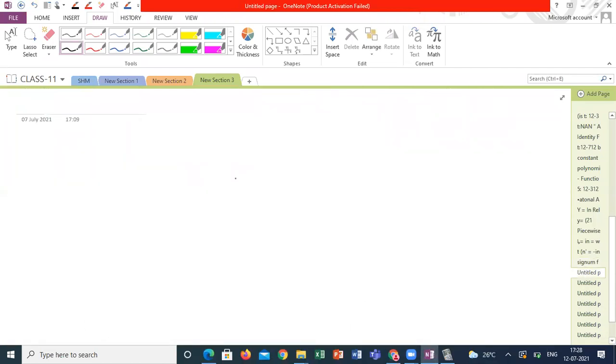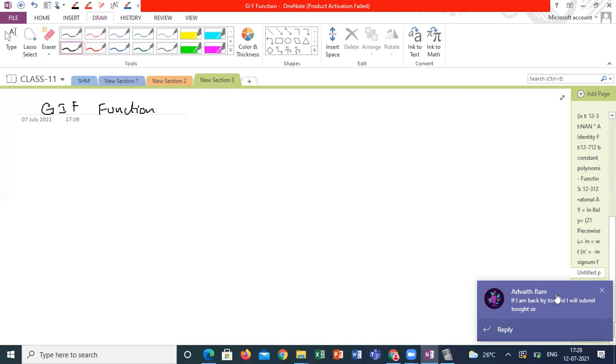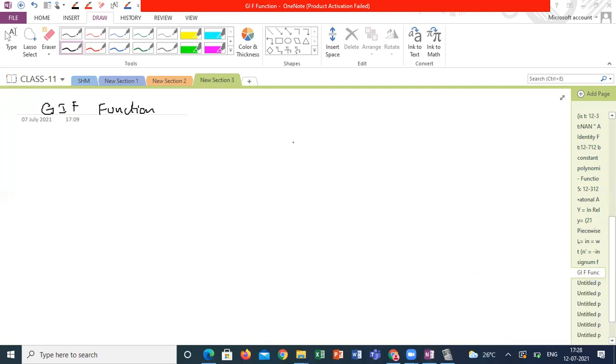Yeah, the last one is the greatest integer function. Generally, we will call it the GIF function. It's called the greatest integer function.